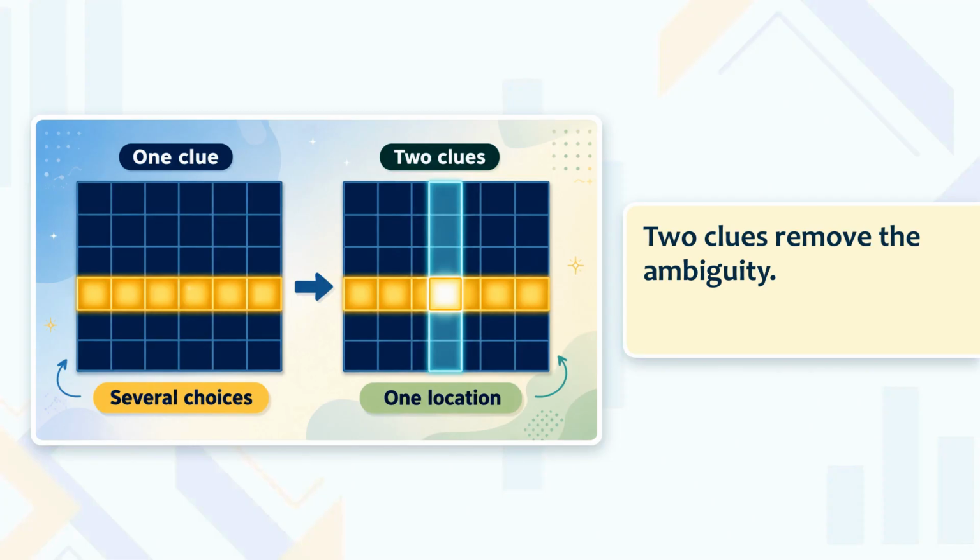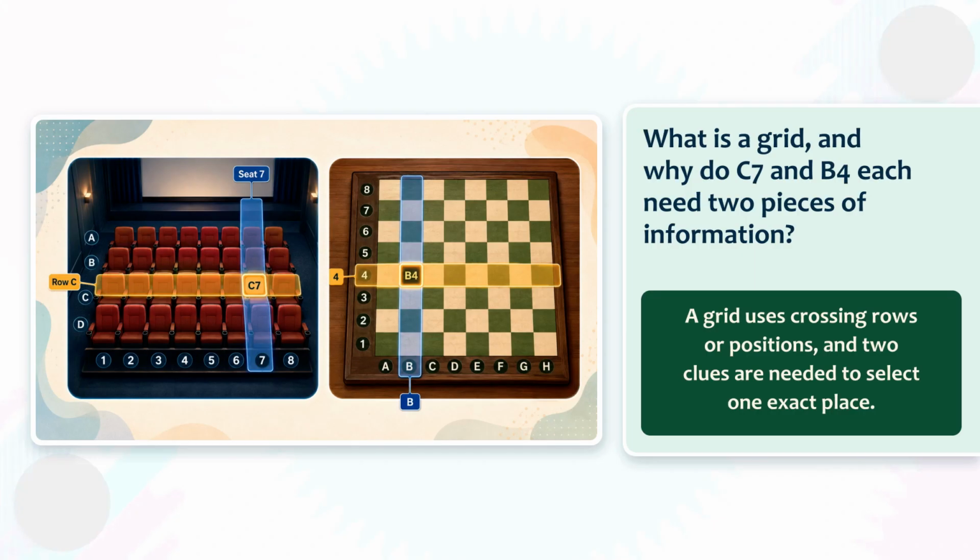The remaining choices show why one clue is not enough. Two clues remove the ambiguity. Their intersection identifies one exact position. Use both everyday examples together. What is a grid, and why do C7 and B4 each need two pieces of information? The crossing highlights show the shared pattern. A grid uses crossing rows or positions, and two clues are needed to select one exact place. C7 and B4 each combine one clue from each direction. Next, we will test why one grid clue leaves several possible locations.